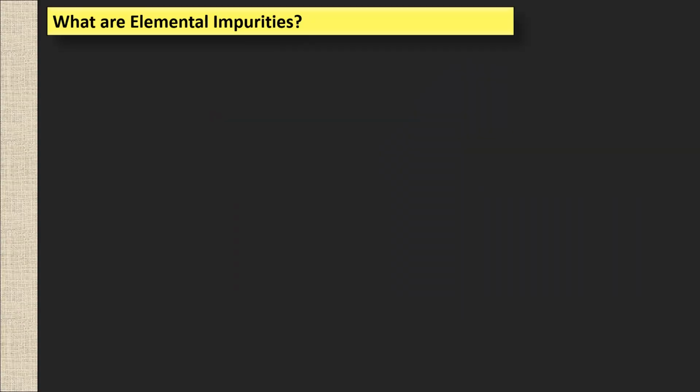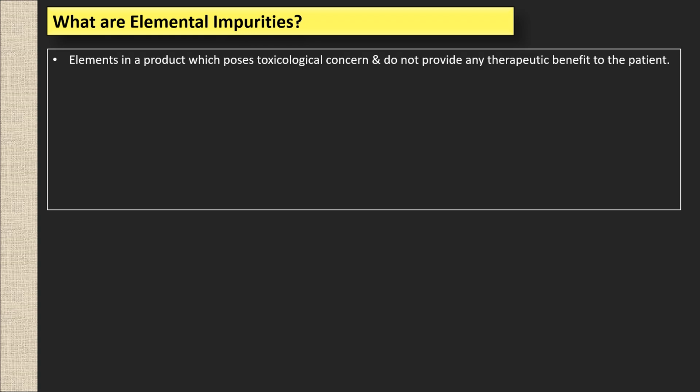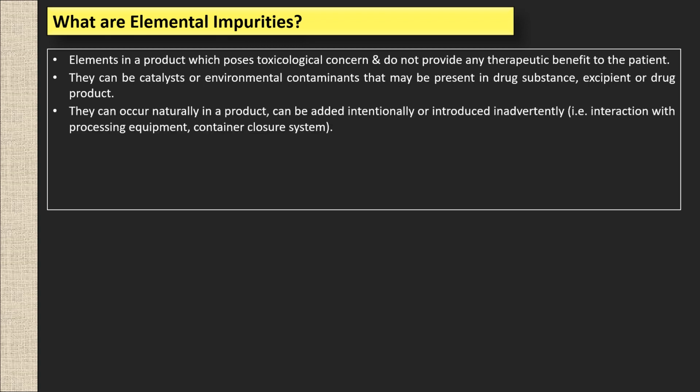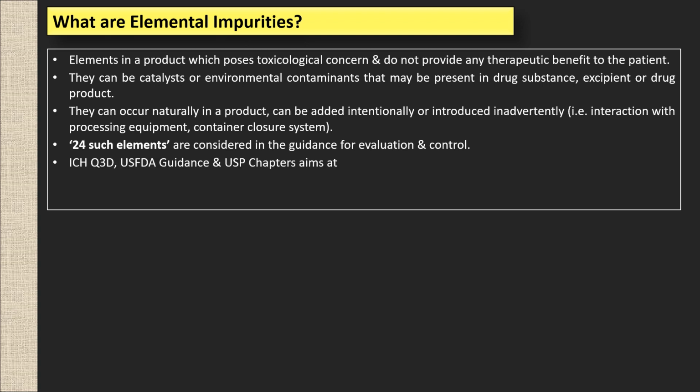Starting with what are elemental impurities? Elements in a product which possess toxicological concern and do not provide any therapeutic benefit to the patient are called elemental impurities. They can be catalysts or environmental contaminants that may be present in drug substance, excipients or drug products. They can occur naturally in a product, can be added intentionally during processing, or introduced inadvertently, that is by interaction with the processing equipment, container closure system, etc. There are 24 such elements that are considered in these guidances.